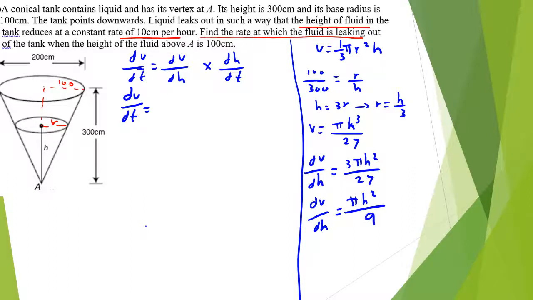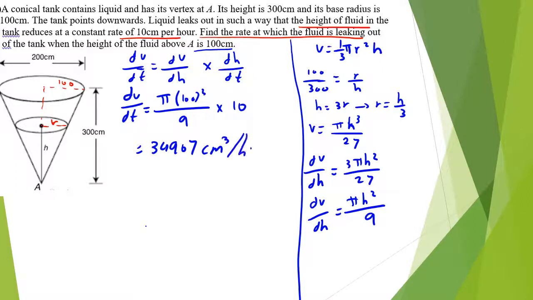Now substitute that in here. The h is given, which is 100, so it's 100 squared over 9 pi times dh over dt, which is given as 10. Substitute, using the calculator, you will find the answer of 34,907 centimeter cubed per hour, using the units given.